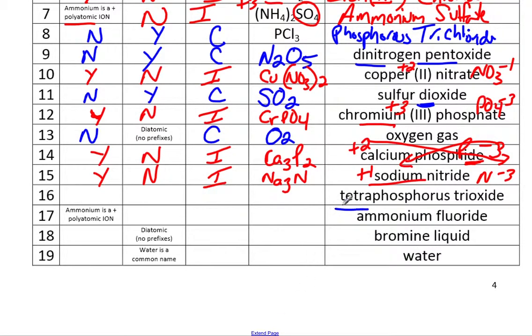All right, tetra. Right away, I see prefixes. Love them. Makes my life easy. Covalent. There's prefixes. No, there's no metals. Tetraphosphorus, that means P4. Trioxide, O3.